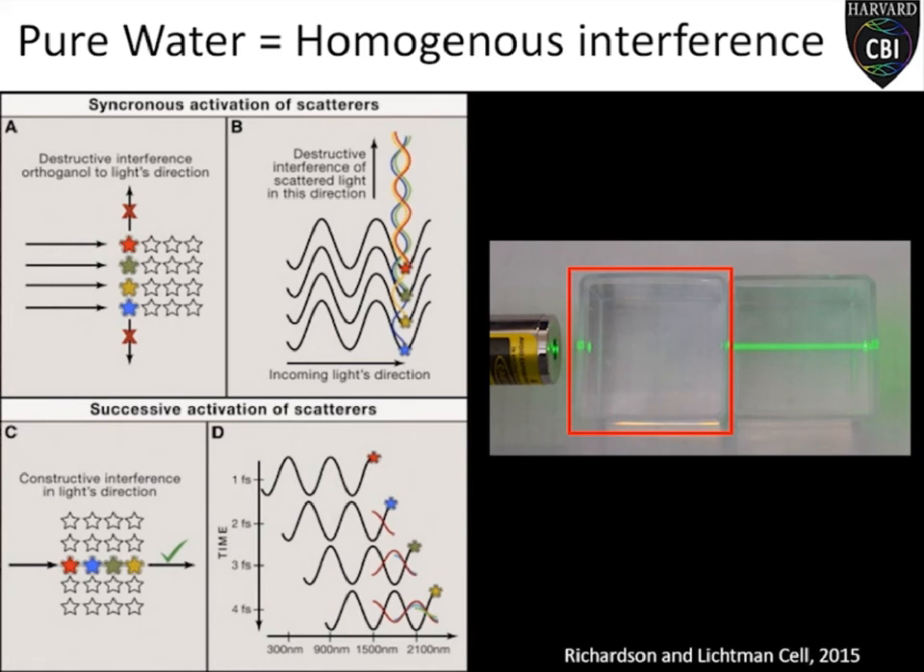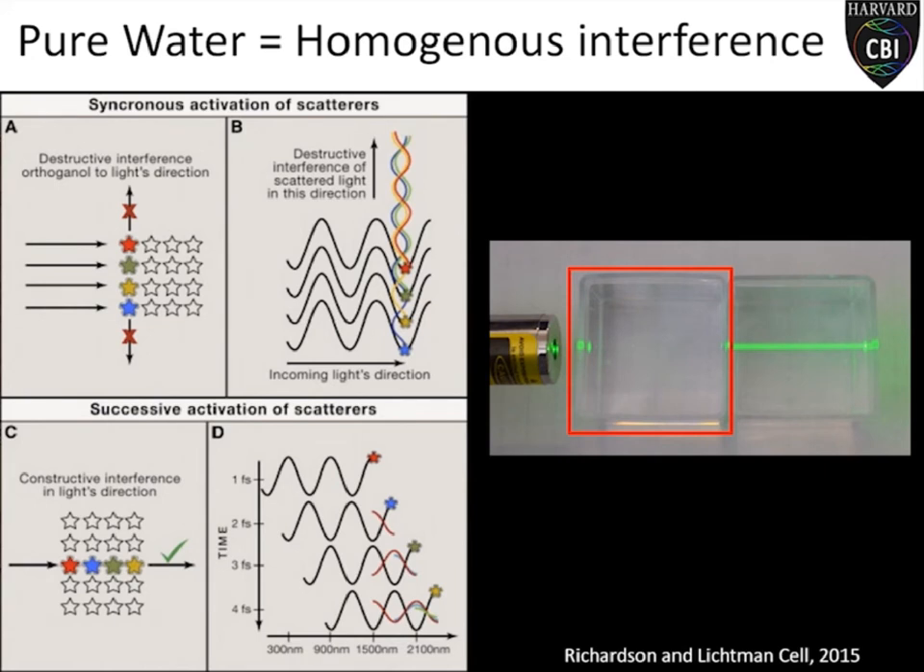So what this means is that in any direction other than the forward direction, this process is going to happen. There's always going to be another water molecule that's also scattering light that's perfectly out of phase. So it doesn't matter whether this is up, down, reverse, into the plane of the paper, out of the plane of the paper. Every single direction except the forward direction, there's going to be this destructive interference of that scattered light.